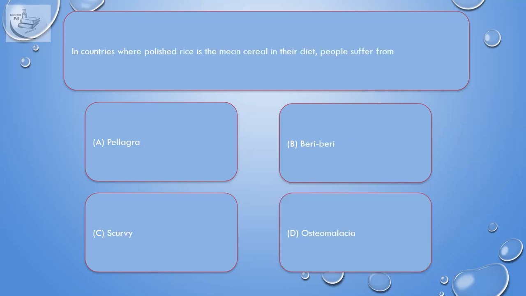Question: in countries where polished rice is the main cereal in their diet, people suffer from A. pellagra, B. beriberi, C. scurvy, D. osteomalacia. Correct answer is B. beriberi.